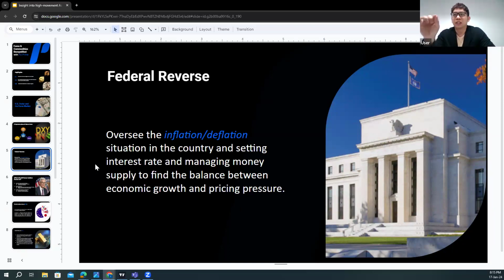The main mission for them is to oversee the inflation or deflation situation in the country, and from there they will try to manipulate it by setting the interest rate or managing the money supply to find a balance between economic growth and pricing pressure. So they need to find this nice balance. For them, the benchmark will be at 2%. They love to see the US inflation stay at plus minus 2%.